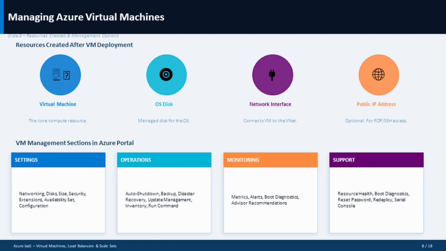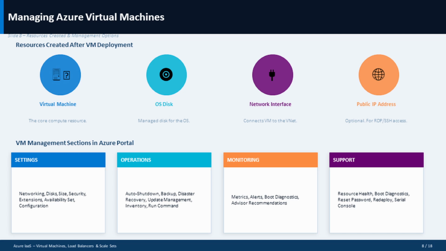And fourth, if you requested one, a public IP address is created. This is what allows you to connect to your VM via remote desktop or SSH from the internet. If you hadn't chosen a managed disk, there would also be a storage account in this list. This illustrates exactly why managed disks are so helpful.